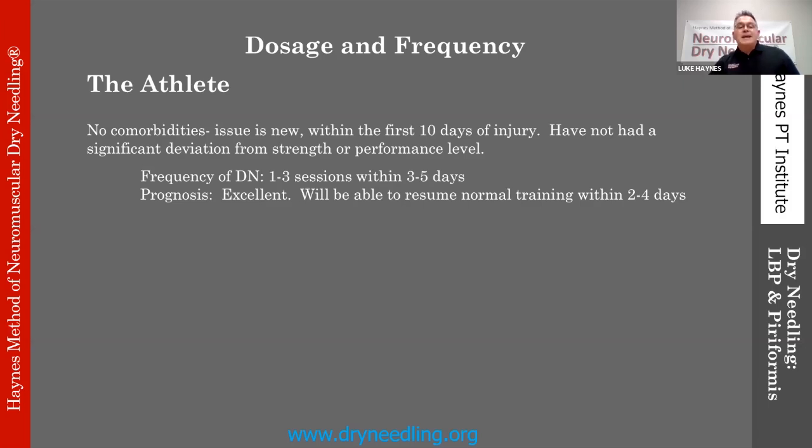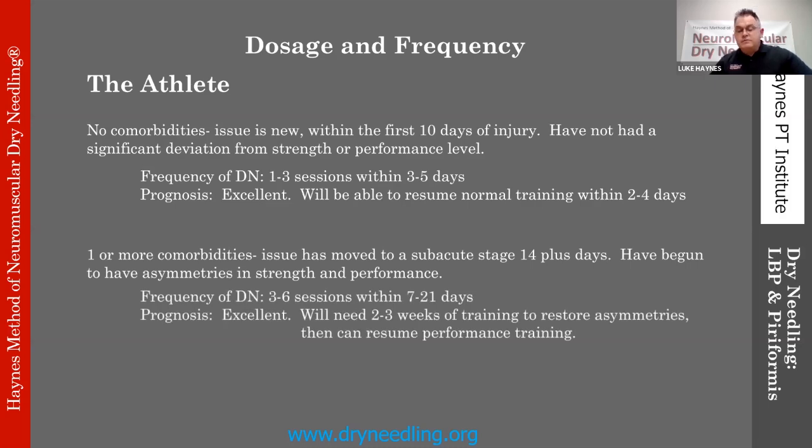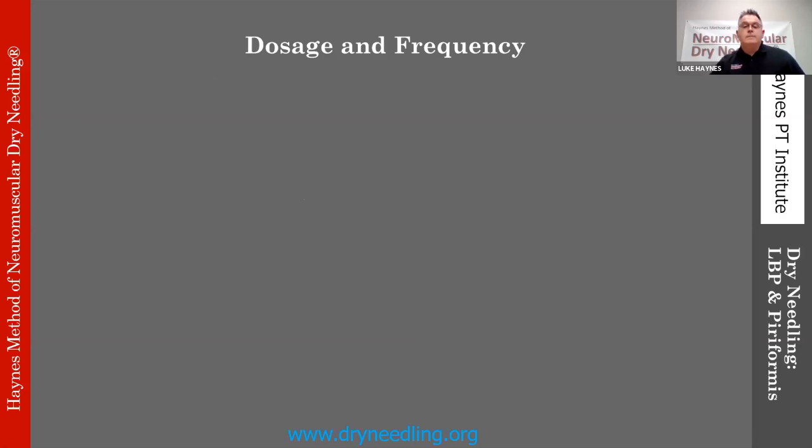A second classification of the athlete is someone who has 1 or more comorbidities. Their issue has now moved to a subacute stage, and it's 14 plus days. They have begun to have some asymmetries in strength and in performance. Their frequency of dry needling should be 3 to 6 sessions within the first 1 to 3 weeks or 7 to 21 days. They have an excellent prognosis. They'll need 2 to 3 weeks of training to restore any asymmetries, and then they can resume their performance training.